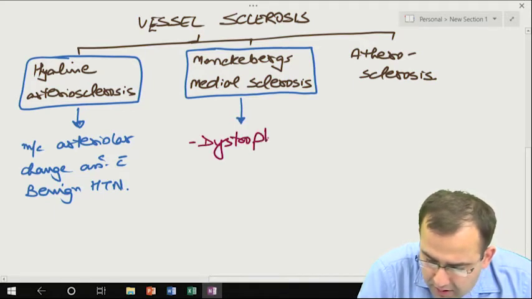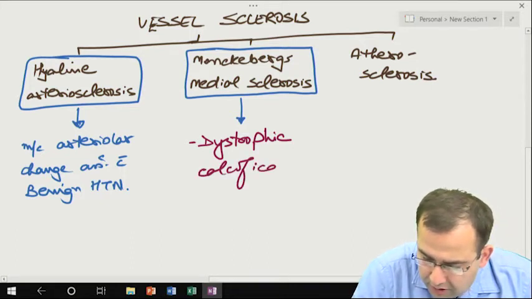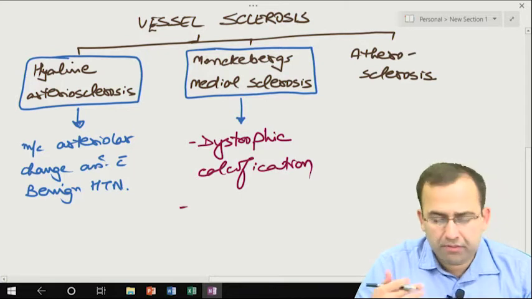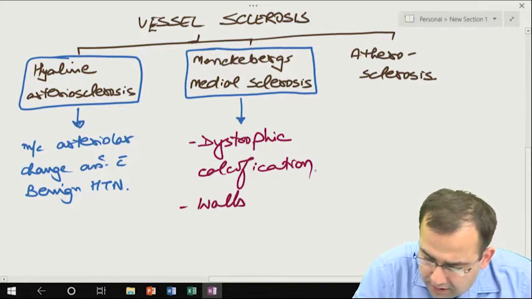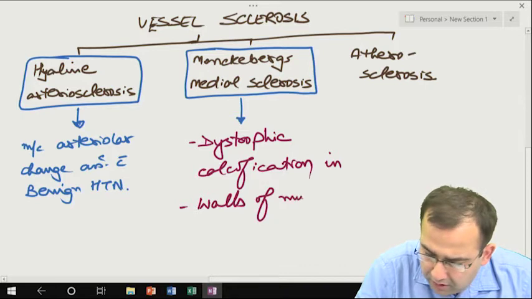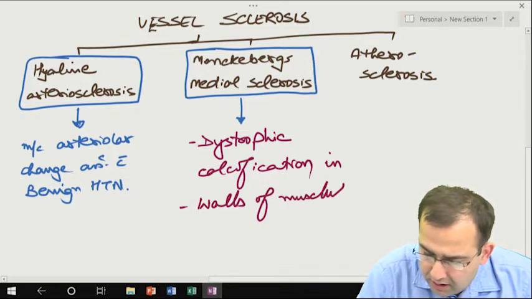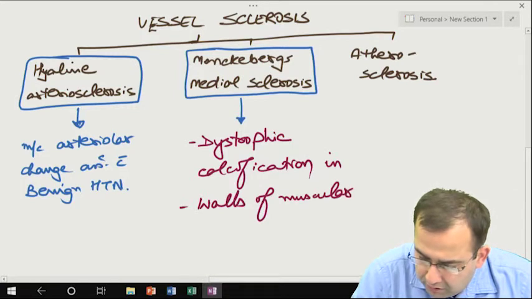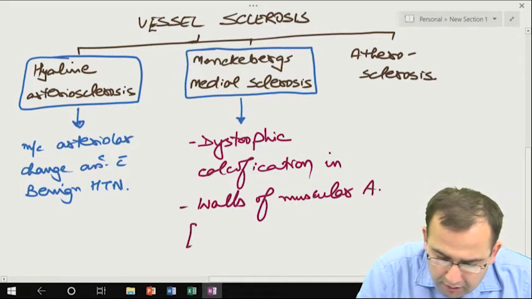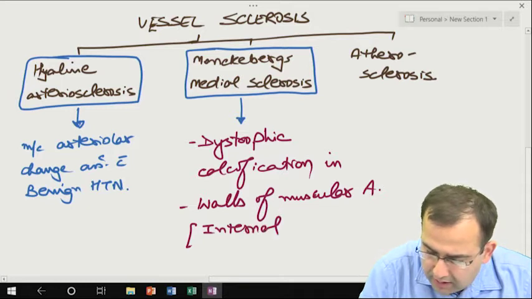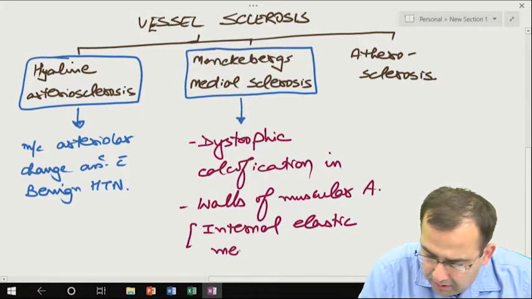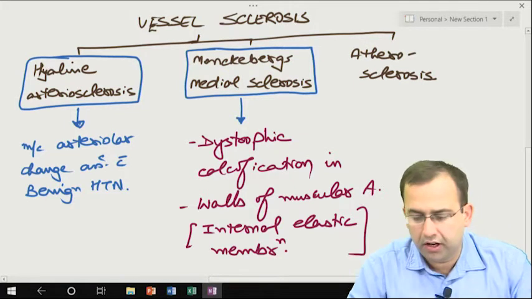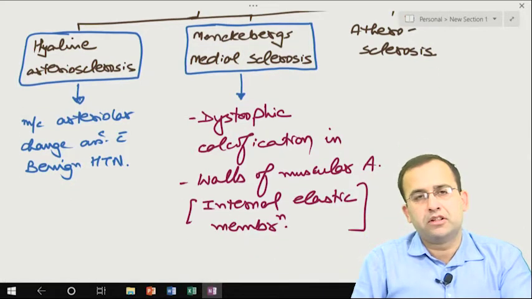Monkeberg medial sclerosis is dystrophic calcification where calcium is getting deposited in the walls of the muscular arteries, typically involving the internal elastic membrane or the internal elastic lamina. That is Monkeberg medial sclerosis.